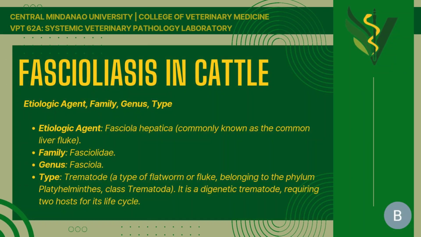For the etiologic agent, the primary culprit behind this disease is Fasciola hepatica, commonly known as the common liver fluke. Taxonomically, it belongs to the family Fasciolidae and the genus Fasciola. It is a digenetic trematode, a type of flatworm that requires two different hosts to complete its complex life cycle.